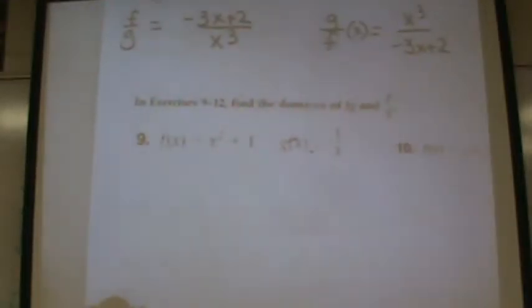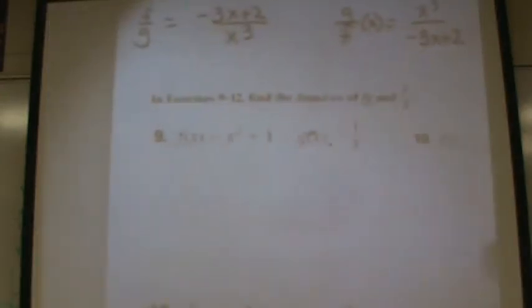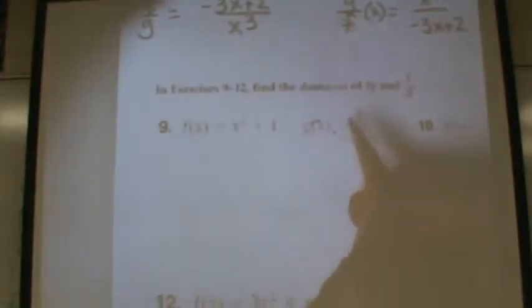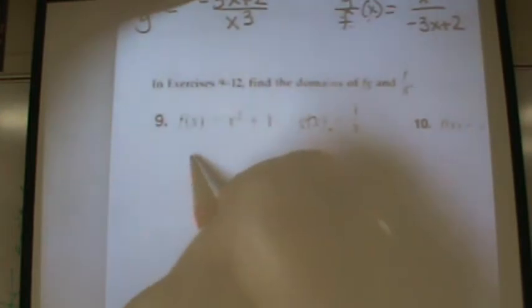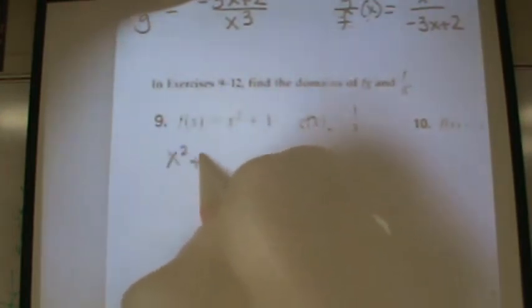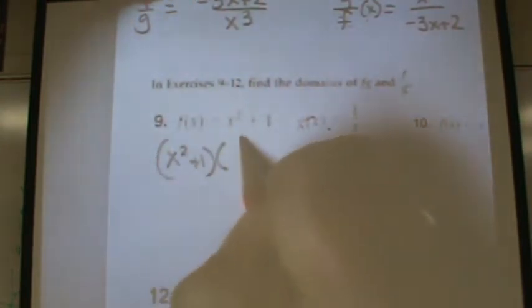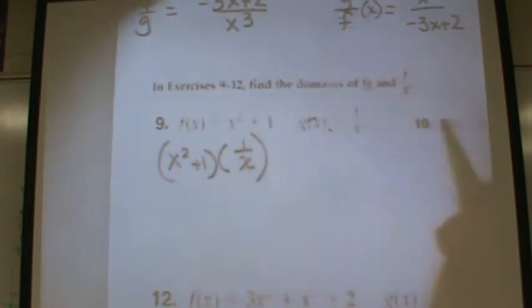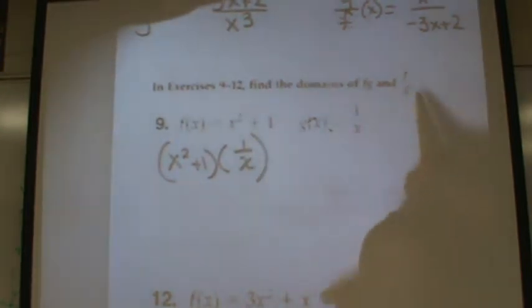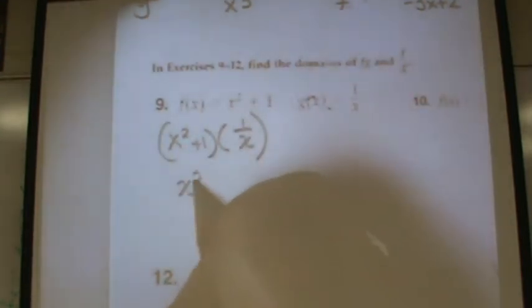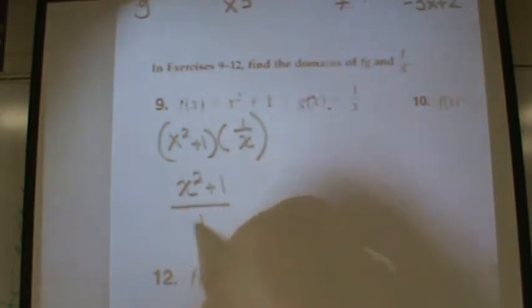The next one. For number 9, they want the product of f times g. So it's x squared plus 1 times 1 over x. And then f over g would be x squared plus 1 over 1 over x.